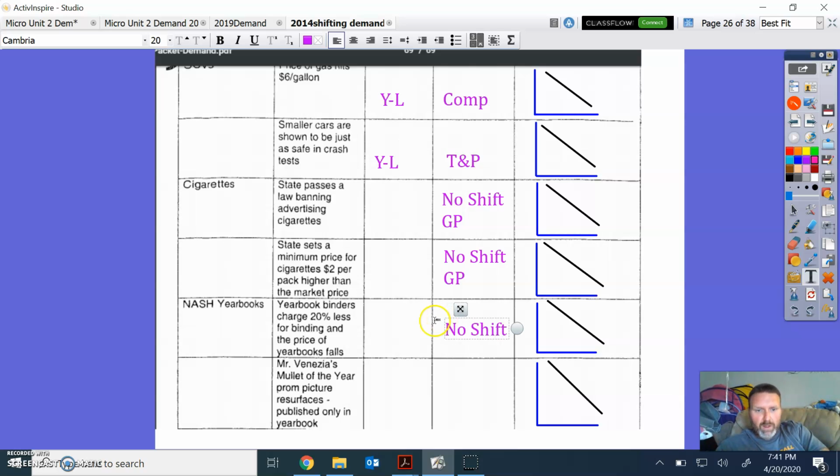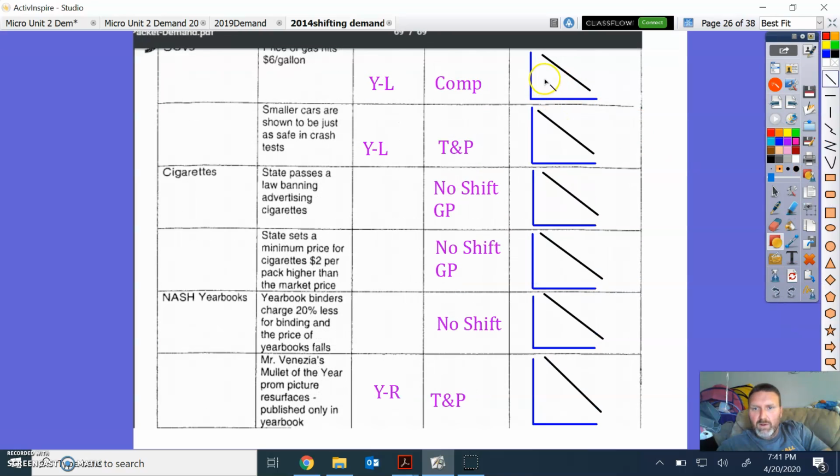It's what we're doing at that time. Mr. Venezia's mullet of the year prom picture. Oh my God, it's glorious when you look at his mullet. To the right. Everybody wants to see Venezia's mullet, taste and preferences. And so when I draw this on the graph, left, left, no shift, right, moving out.